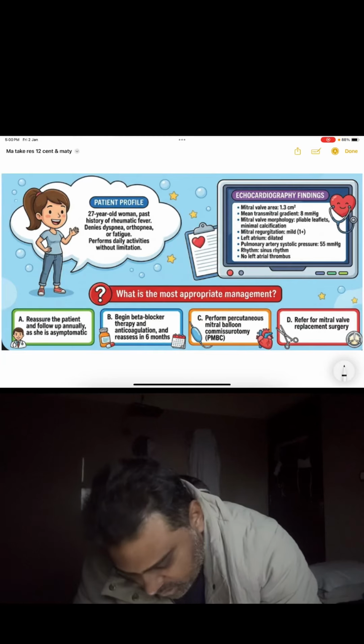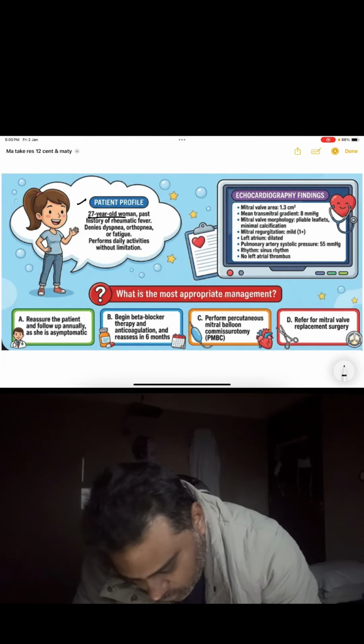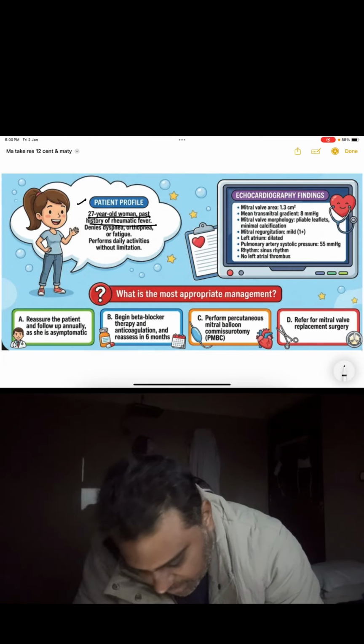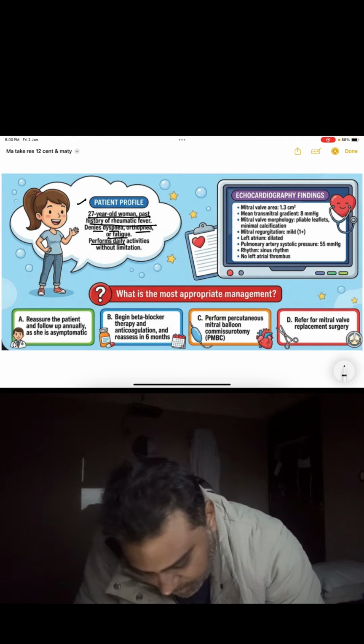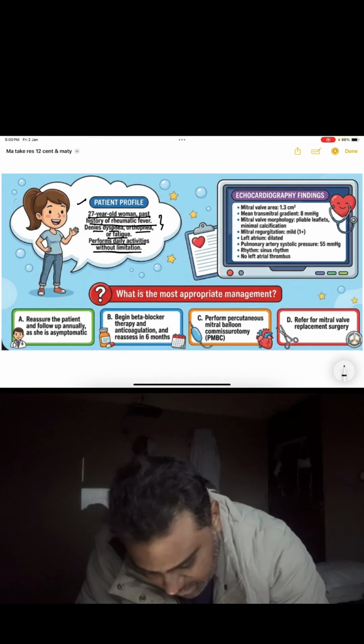So we have this question in which a 27-year-old woman with the past history of rheumatic fever denies dyspnea, orthopnea, fatigue, and performs daily activity without limitation. That means she has no symptoms.